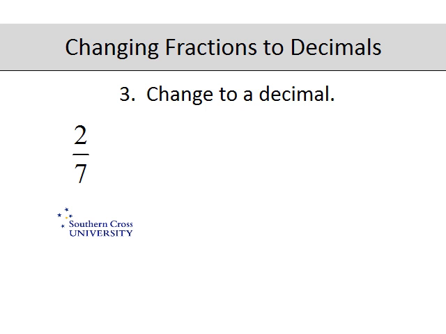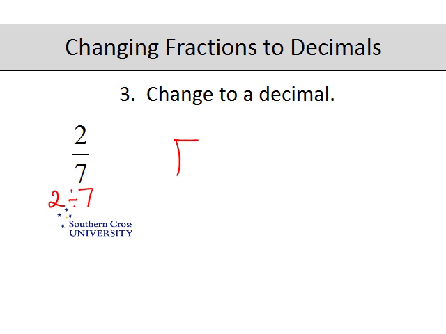2 sevenths, on the other hand, we will have great difficulty writing out of 10 or out of 100 or out of 1,000. It's just not going to happen. So we have to do another strategy here. We have to think of this as 2 divided by 7.